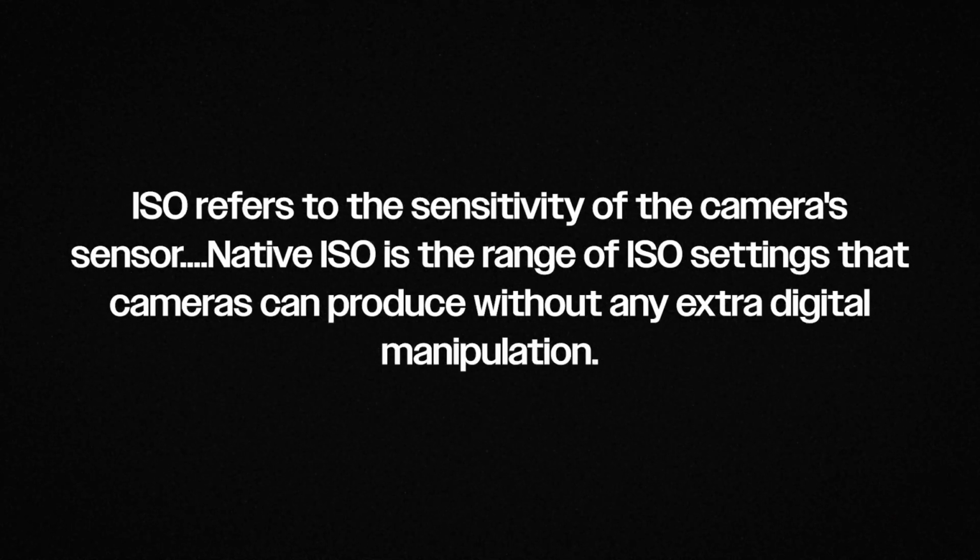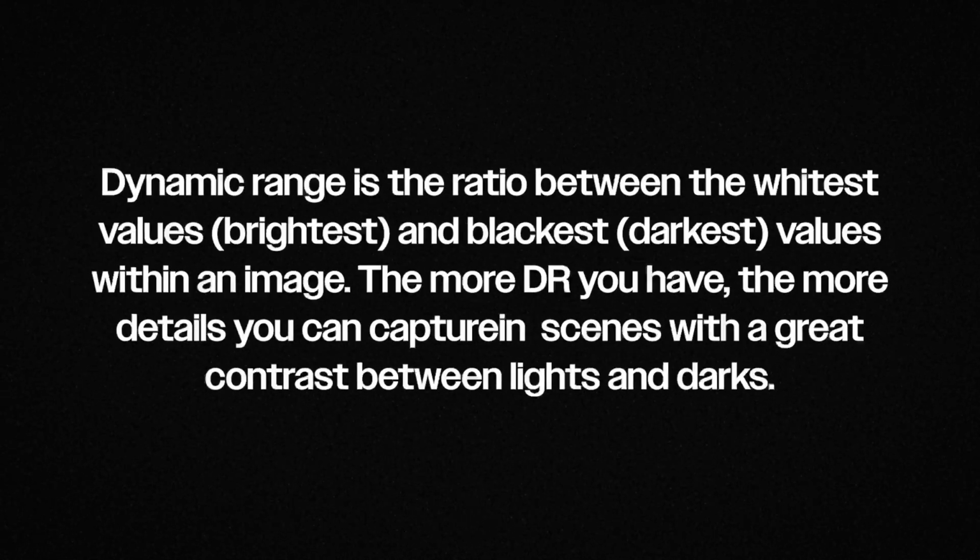ISO refers to the sensitivity of the camera's sensor. Native ISO is the range of ISO settings that cameras can produce without any extra digital manipulation. Dynamic range is the ratio between the whitest values and the blackest values within an image. The more dynamic range you have, the more details you can capture in scenes with a great contrast between lights and darks. So for most cameras, you're going to have a dynamic range number and you're going to have a native ISO.